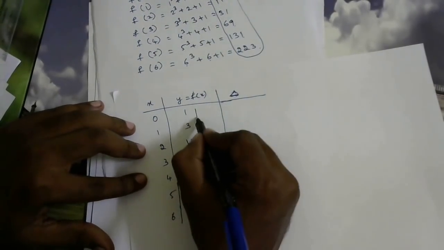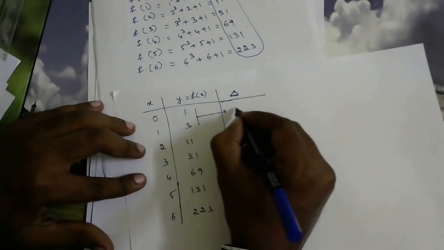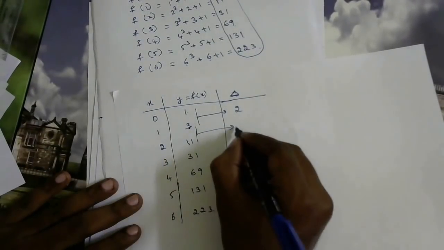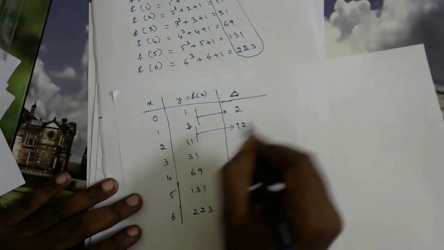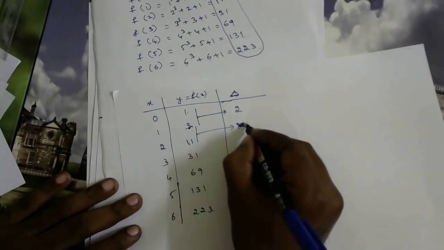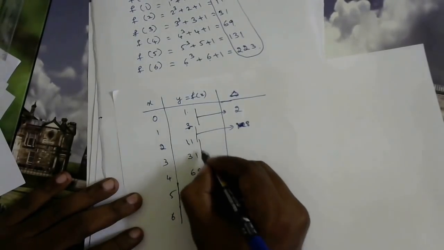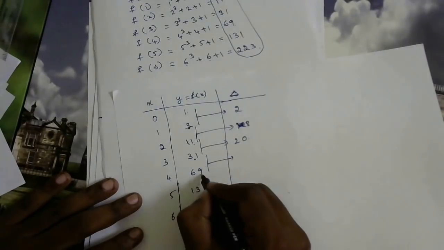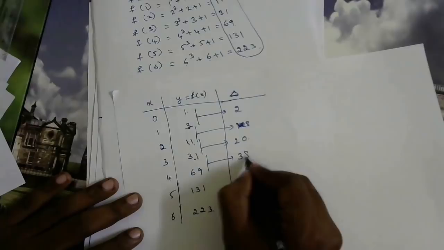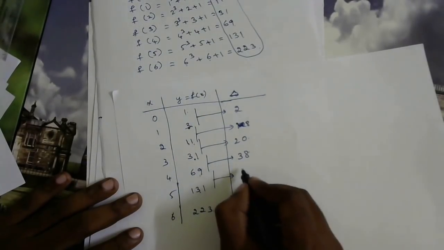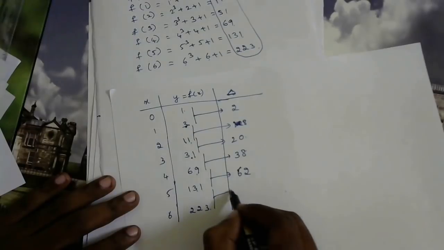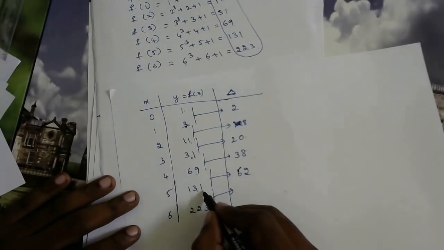Now you have to go for the forward table, which means you use the operation delta. Here you have to start from the top. 3 minus 1, you will get 2. 11 minus 3, you will get 8. 31 minus 11, you will get 20. 69 minus 31, you will get 38. 131 minus 69, you will get 62. And 223 minus 131 will get 92.